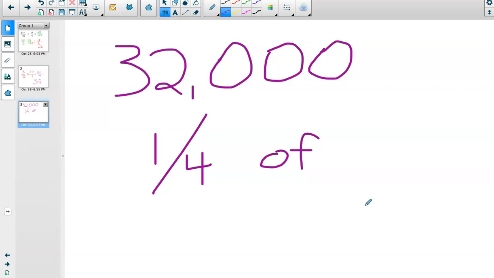My question to you is this, students. If 1/4 of the residents of this city of 32,000 were born outside of the state, how many of them were born outside of the state? So as you recall, of means multiply in math. So I'm going to set this one up.